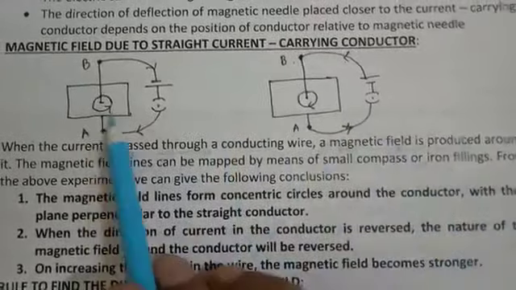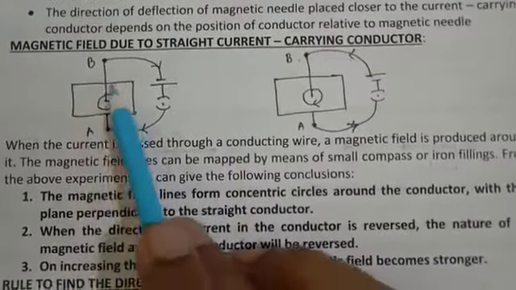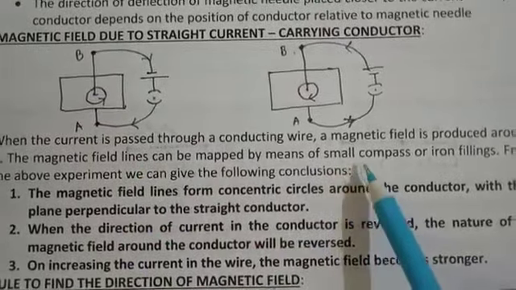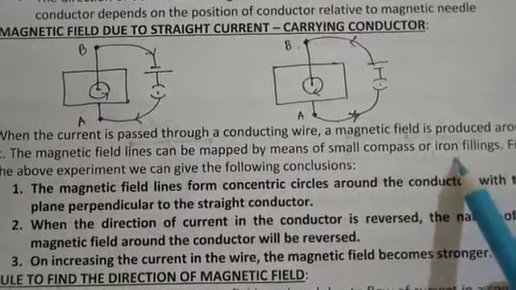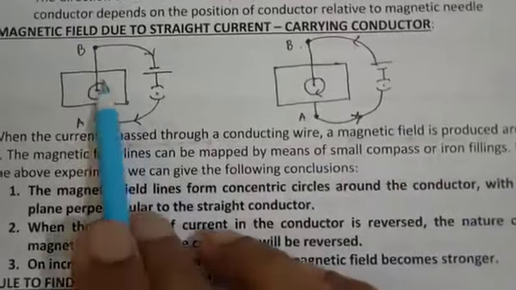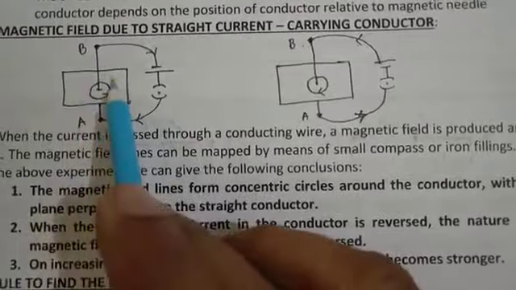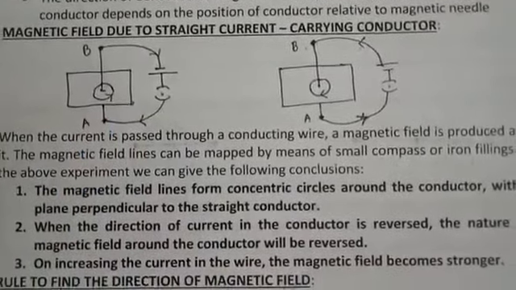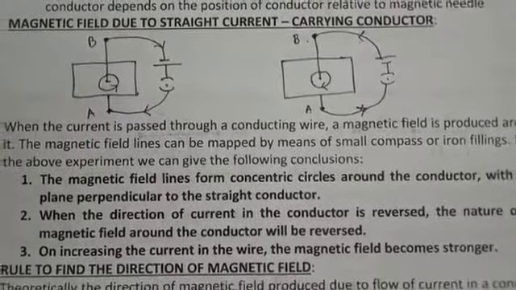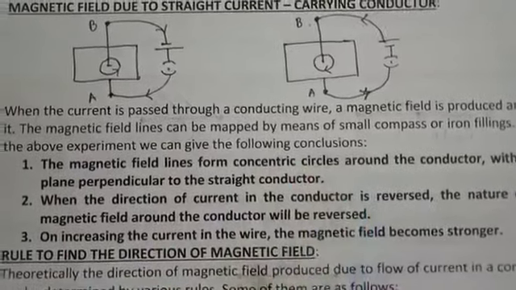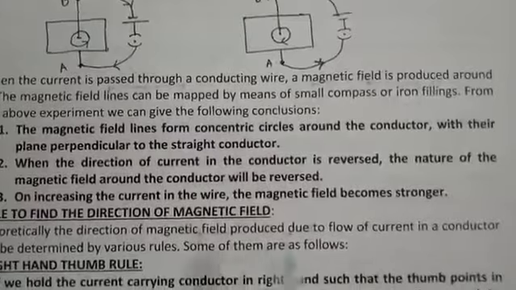So if you want to see the nature of the magnetic field around this conductor, we can use the compass or iron filings. And when we use the iron filings, they will arrange themselves around the conductor in the form of concentric rings. From the above experiment, we can give the following conclusions. So let us see the conclusions.